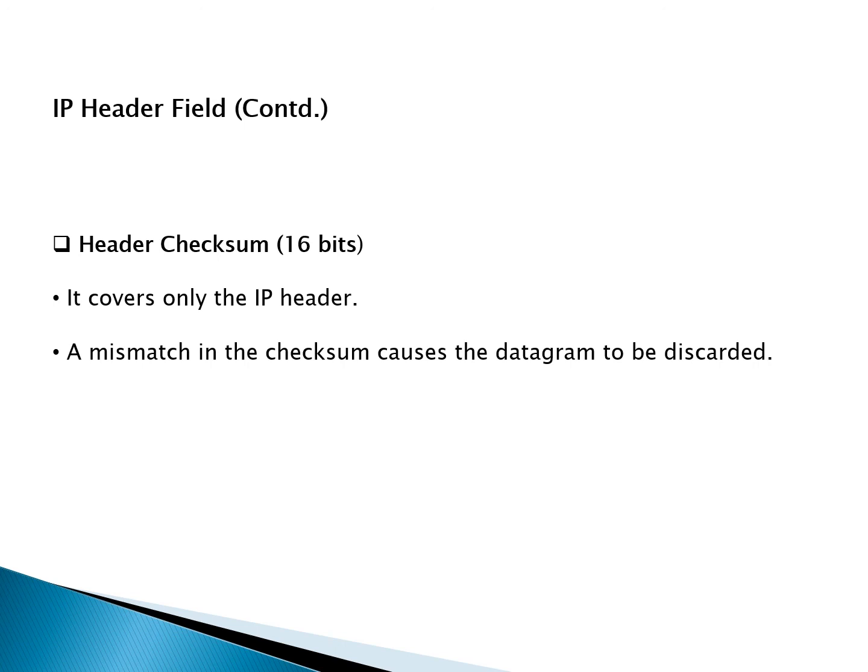Whenever a packet is received, this checksum is computed automatically by hardware. The computed checksum is compared with the received checksum to check whether they match or not. If matched, it is fine. If not matched, the packet is discarded. So this is all about the IP datagram.